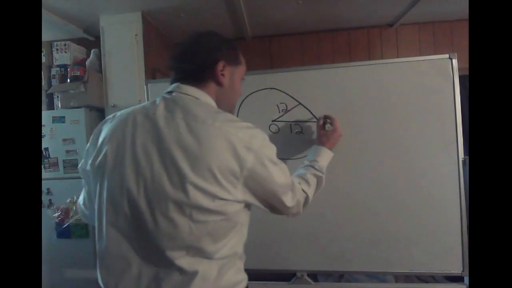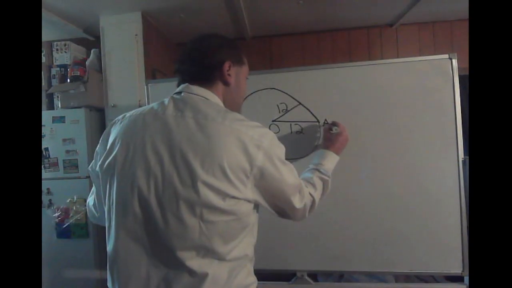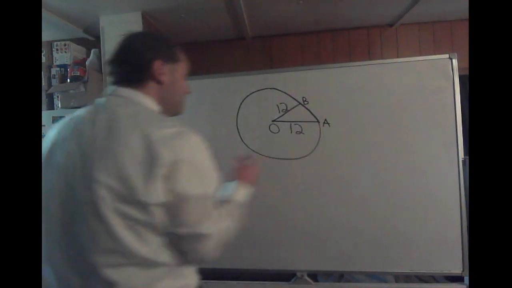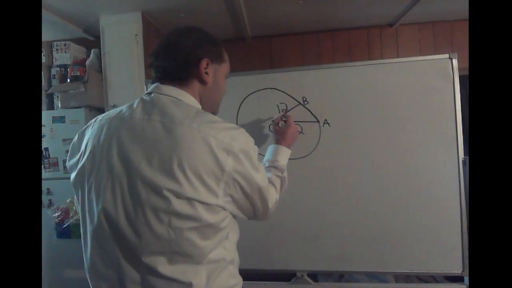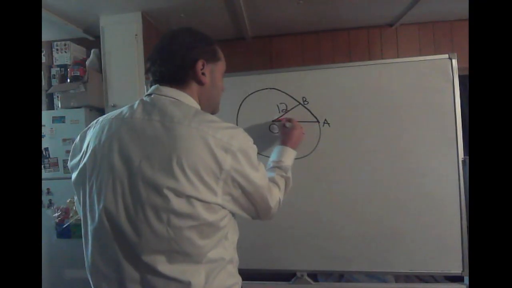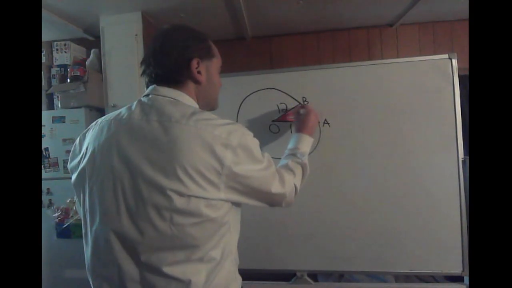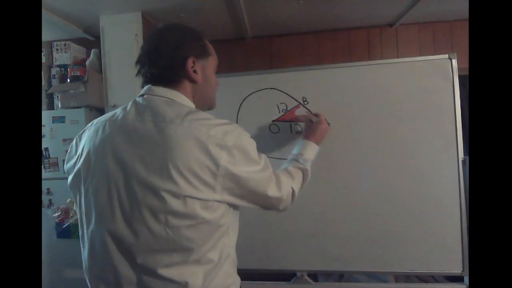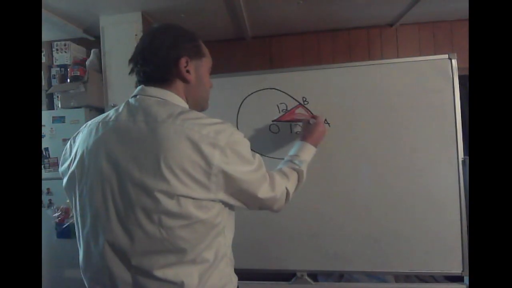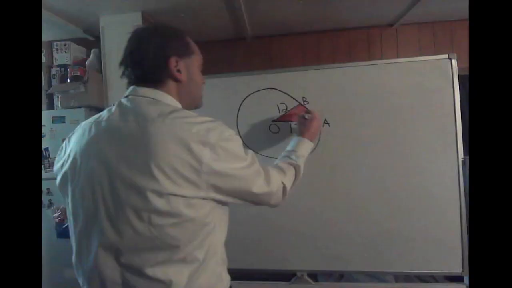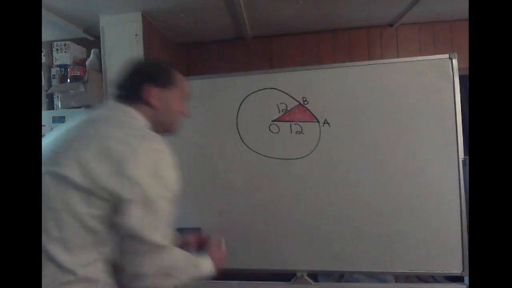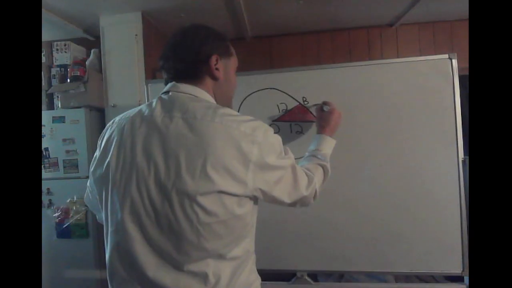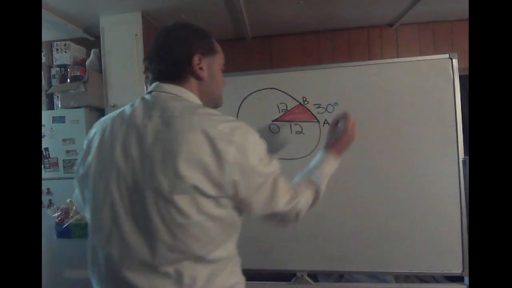So this would be, of course, point A. This will be point B. And then we want to find the length of arc AB. We also want to find the area of sector AOB. So I'm going to shade in the region that we wish to find, which will be that piece right there. And they give us that the measure of arc AB is 30 degrees.